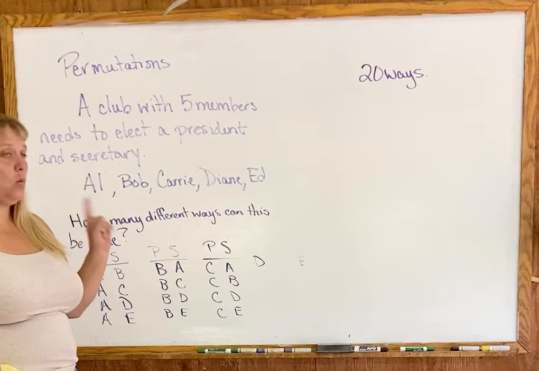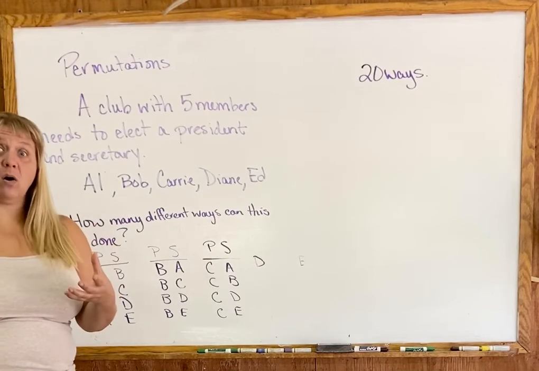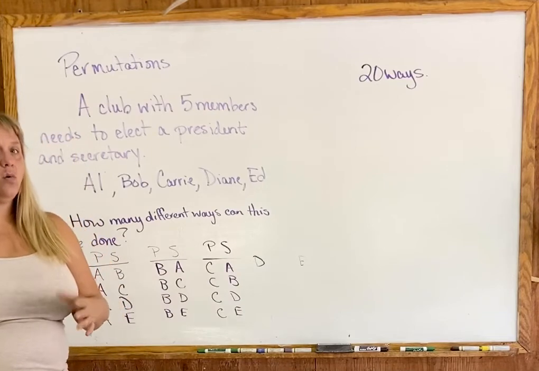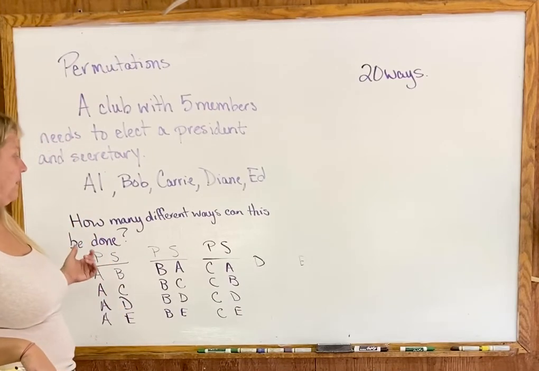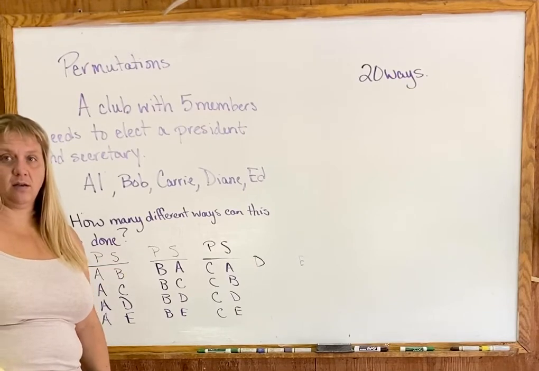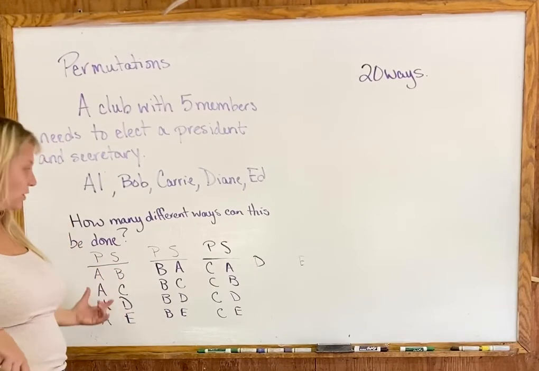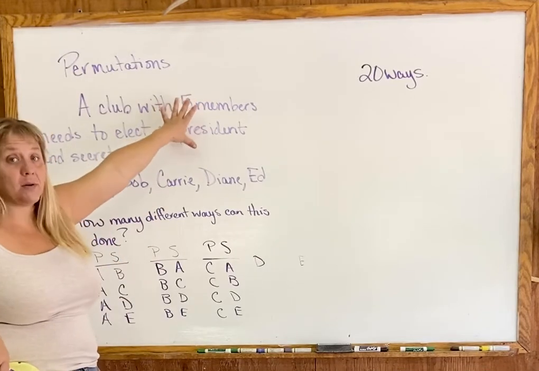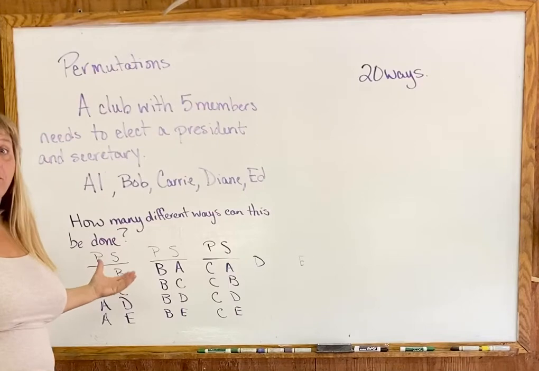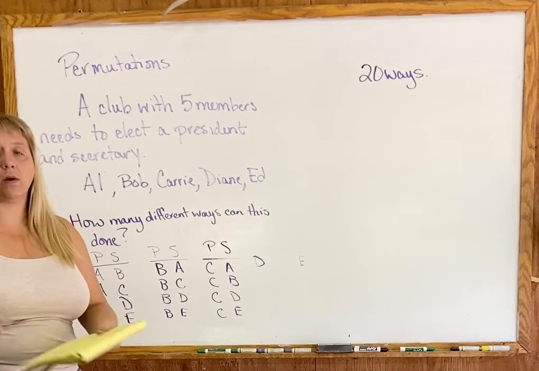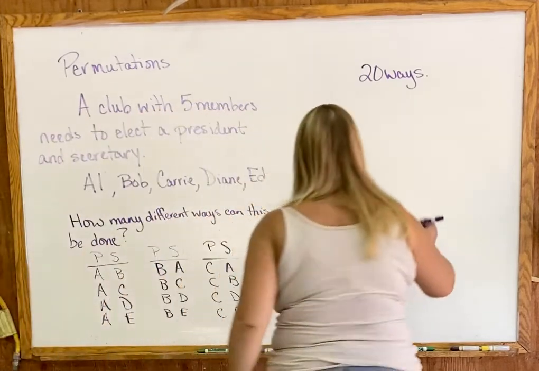Okay, so one thing is that we started with a small club, so this wasn't too hard to write out. Also, what if I wanted to elect more people? What if we needed a president, a vice president, and a secretary? All of a sudden, this problem becomes more tedious. So as there are more things, either more members in the club or more people that we're picking, life gets trickier. So what we're going to do instead is we're going to use what we call a pigeonhole method.